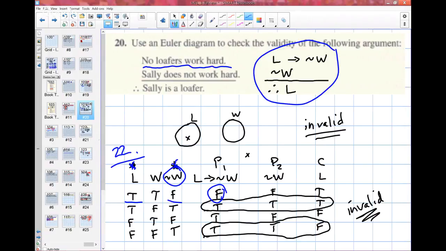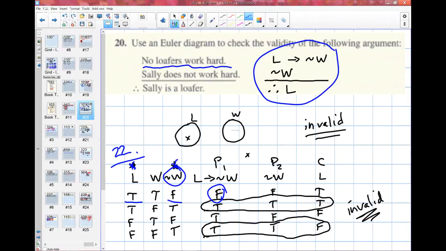Yeah, that only happens on the top. Anyway, and then premise 2 is not W. Well, I just got a copy of it right here. So FT, just put it in. And then for L, I already have that. I just copied that over here. Now it's just a matter of identifying all the rows where both the premises are true.